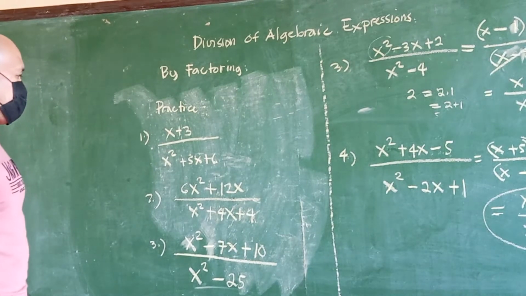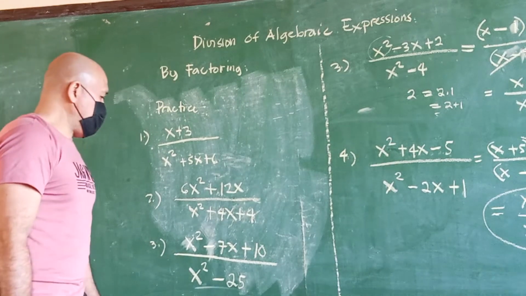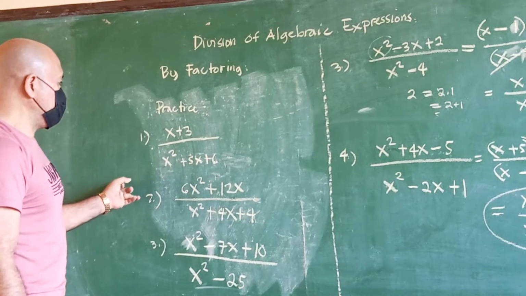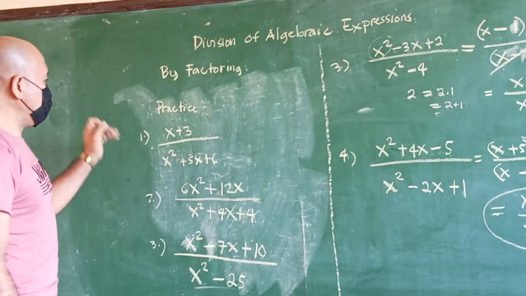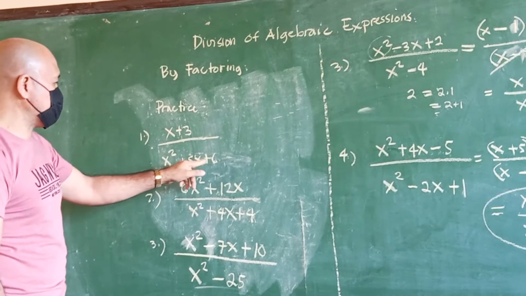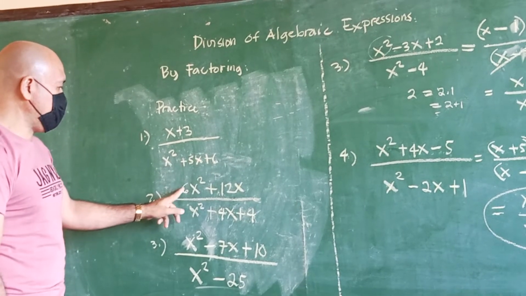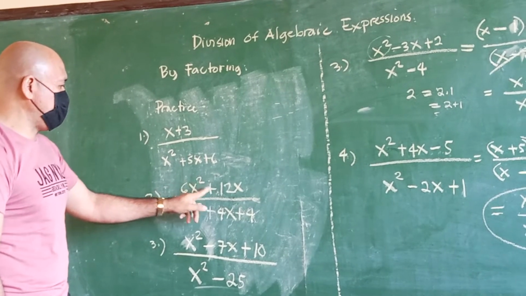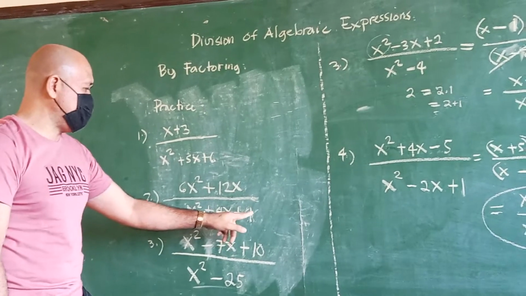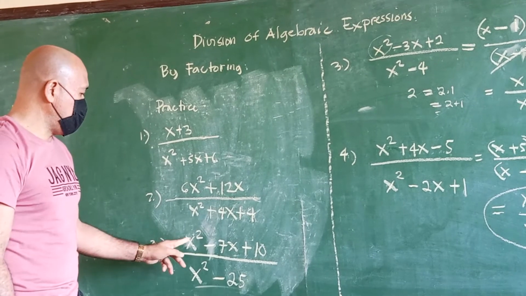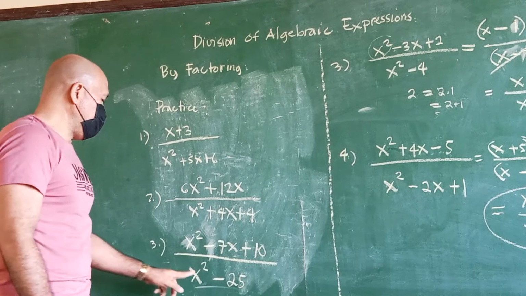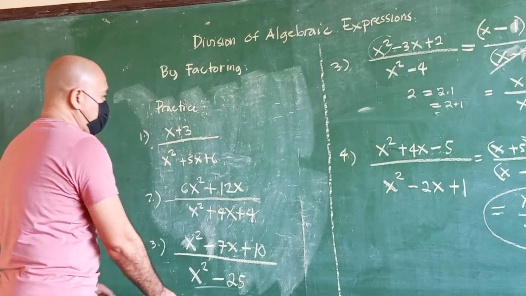If it is possible, if all expressions here can be factored, try to perform the division. For number 1, that is x plus 3 divided by x squared plus 5x minus 6. For number 2, you have 6x squared plus 12x divided by x squared plus 4x plus 4. For number 3, you have x squared minus 7x plus 10 divided by x squared minus 25.